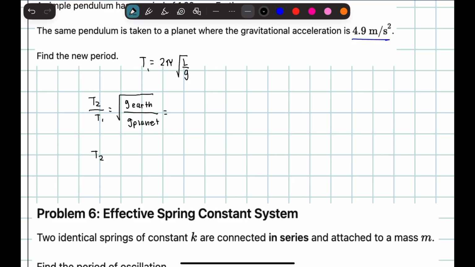For T2, we have 1.20 times the root of 9.8 over 4.9, which is 1.20 root 2. Therefore, that's approximately 1.7 seconds.